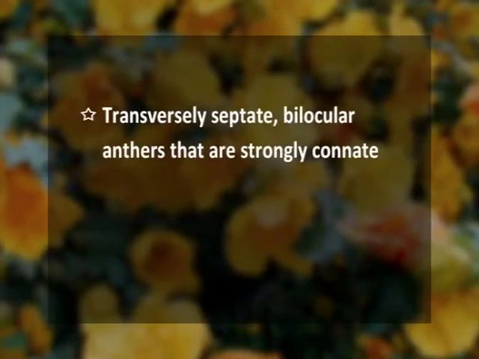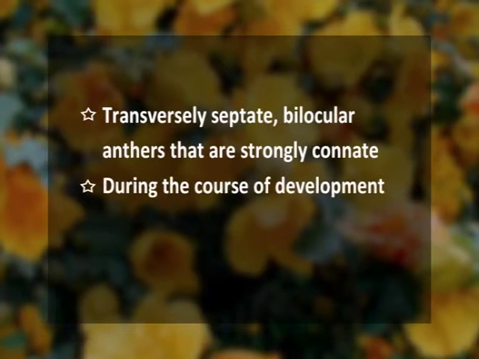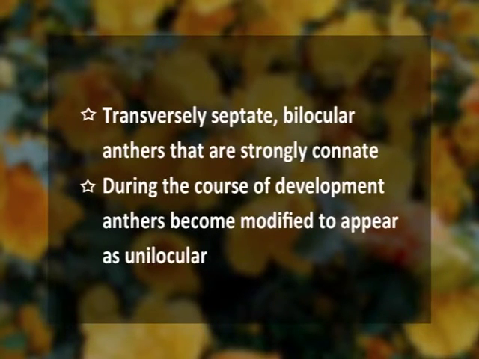The remaining 2 subfamilies, one Bombicoideae and the Malvoideae. Traditionally, they were recognized under separate families, Bombacaceae and Malvaceae, as already mentioned at the start of discussing the phylogeny. They are closely related to each other. Reason being, they have transversely septate bilocular anthers that are strongly connate, and during the course of development, they become modified to appear as unilocular.